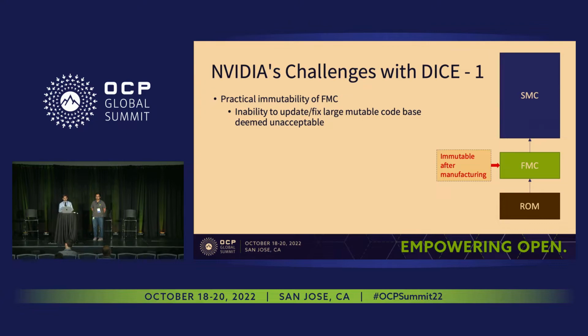And we express why as some challenges that we encountered when trying to implement DICE in NVIDIA platforms. The first is that of practical immutability of FMC. If you look at the picture on the right over here, it says FMC is immutable after manufacturing.